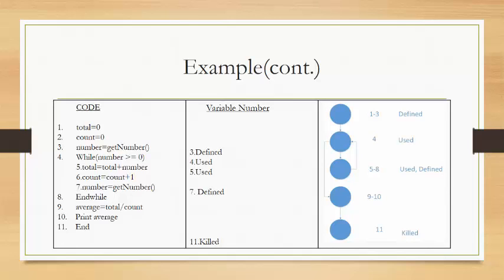Coming to the last variable, that is number, you can see that the variable number is first defined on line number 3 with the function get number, which gets any number from the input. It's again used in line numbers 4 and 5 for checking the condition in the while loop, and then again for calculating the total. It's been defined again on line number 7 to get the number again from the input stream. And finally, after the program execution is done on line number 11, it's been killed.